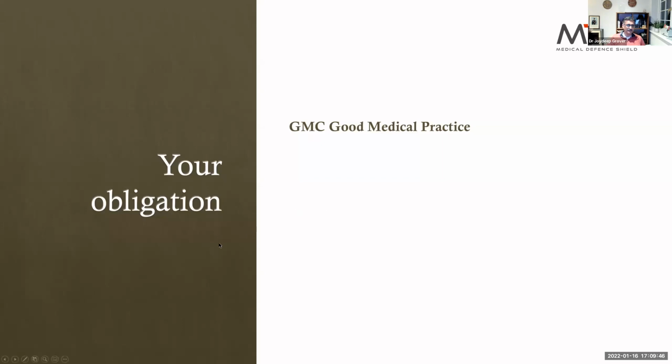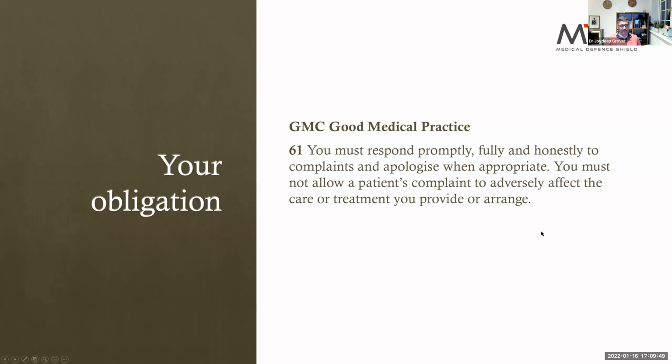So within Good Medical Practice, what is your obligation? GMC paragraph 61 is you must respond promptly, fully, and honestly to complaints and apologize when appropriate. This, I think, is key: when you get a complaint, just respond quickly, respond fully, be honest, and apologize if there's an apology required. That is the key to it, really. If you follow this principle, generally, things will be okay. We should not try to make it an ego problem most of the time. But hey ho, there we go.